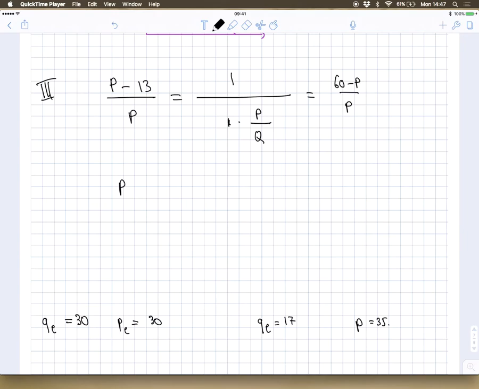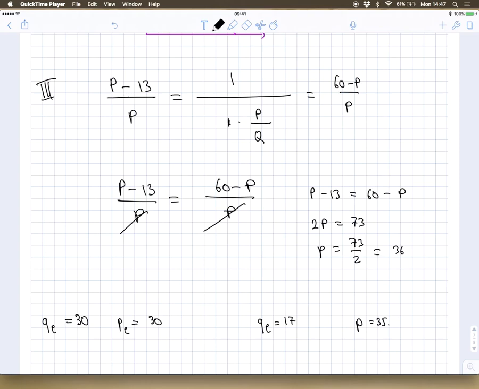So we have P minus 13 over P is equal to 60 minus P over P. The P and the P cancel out. P minus 13 is equal to 60 minus P. 2P is equal to 73. P is equal to 73 over 2, which is exactly 36.5. Three ways, same thing of getting to the right answer.